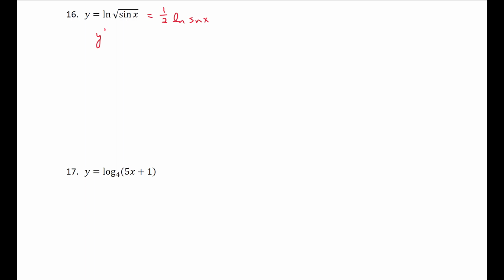So now then, y prime is going to be 1/2 times the derivative of natural log sine x. So that's 1 over sine x, since it's natural log of blah. So 1 over the blah times the derivative of the blah. Derivative of sine x, which is our blah, is cosine x. And so we're left with cosine x over 2 sine x, which we can then rewrite as 1/2 cotangent x. And we're done.